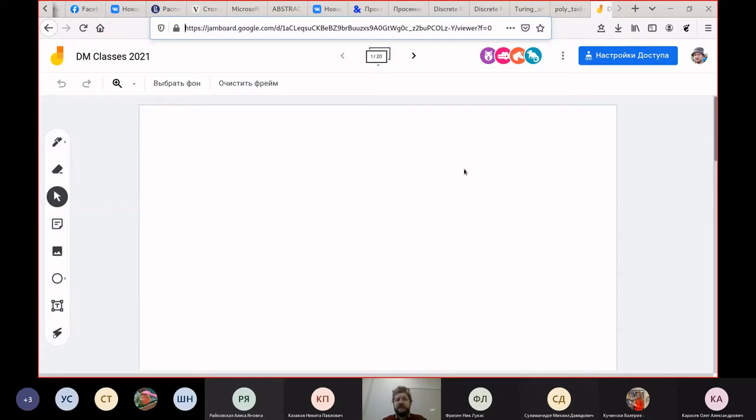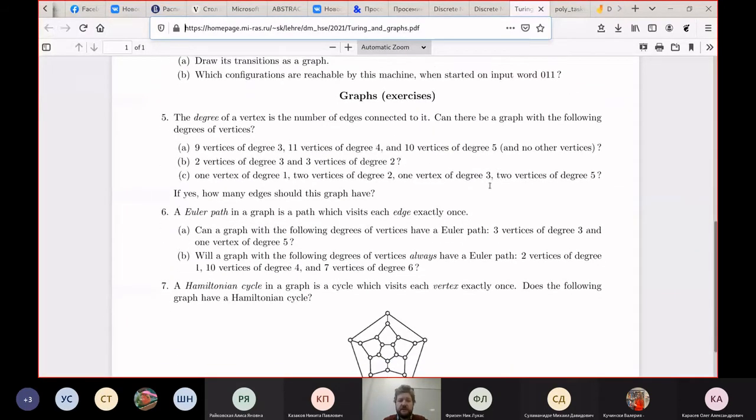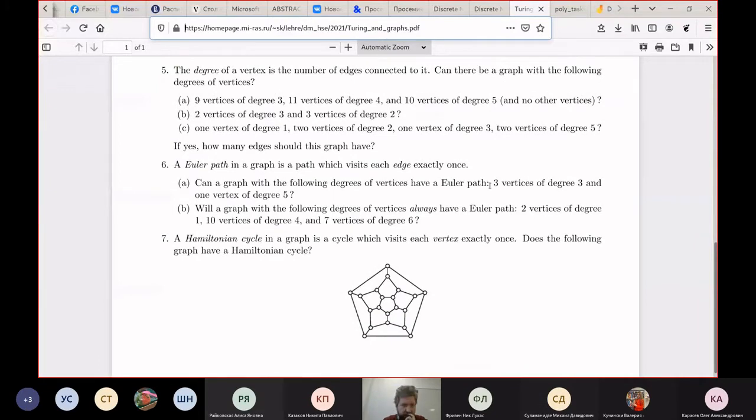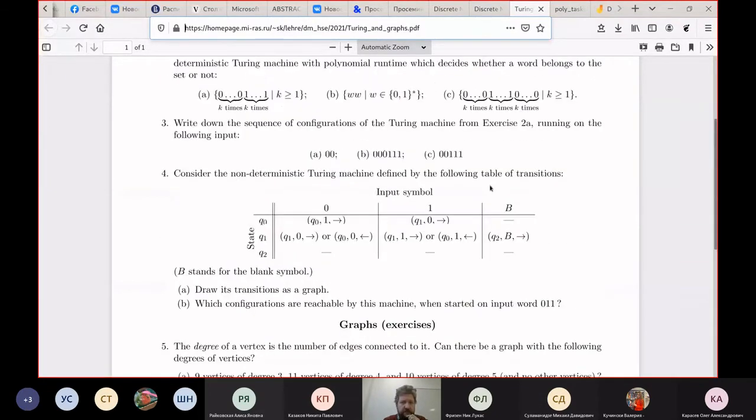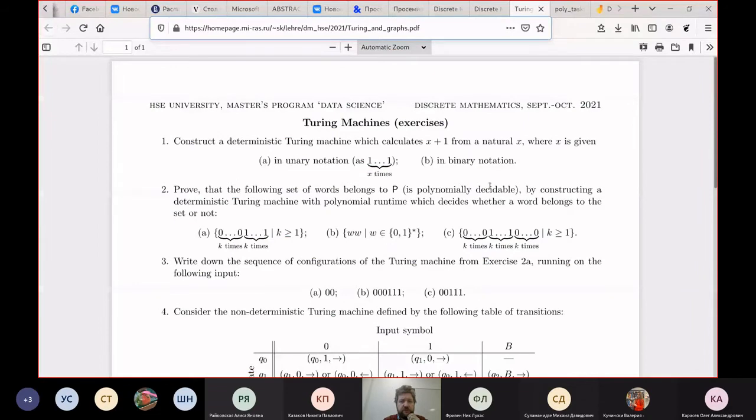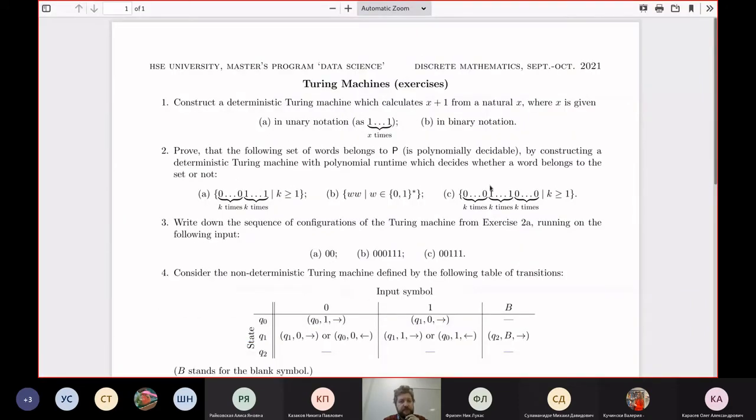For the previous task on Turing and graphs, are there any questions or problems you wish to consider right now? Great. Okay, so let's discuss problem 5. Problem 5A we have discussed already, so 5B and 5C. Okay, so for 5B.